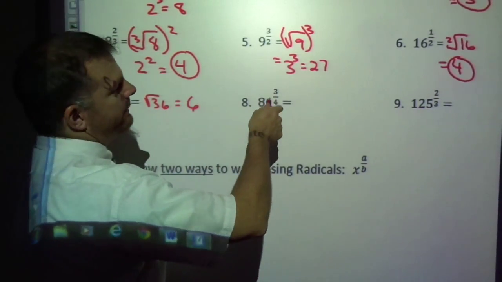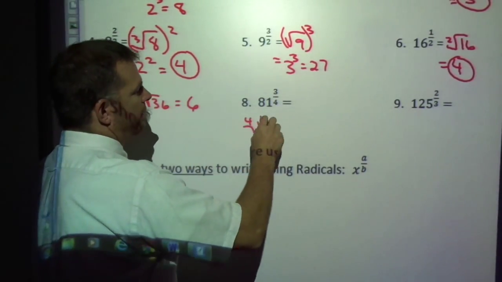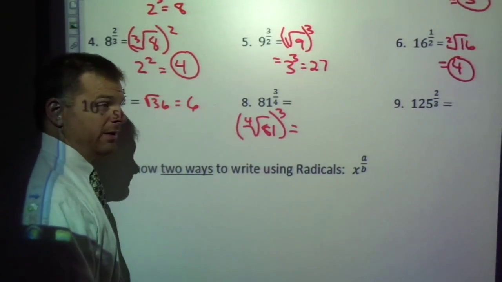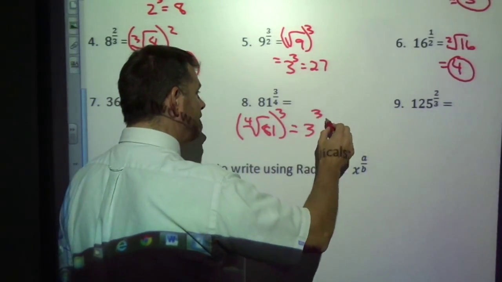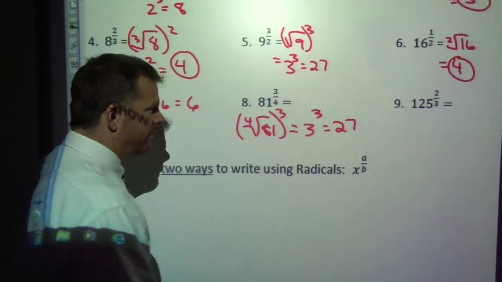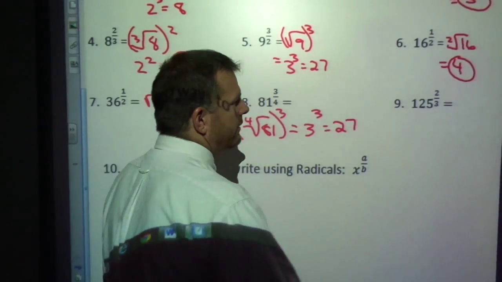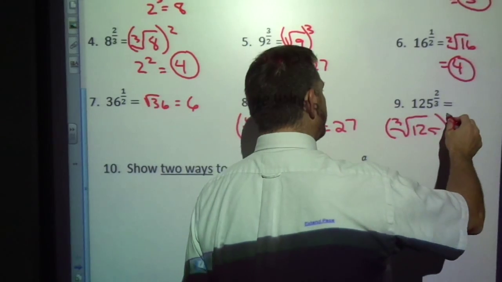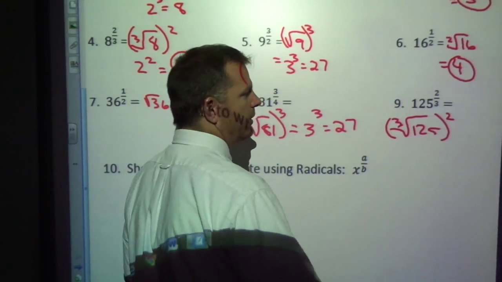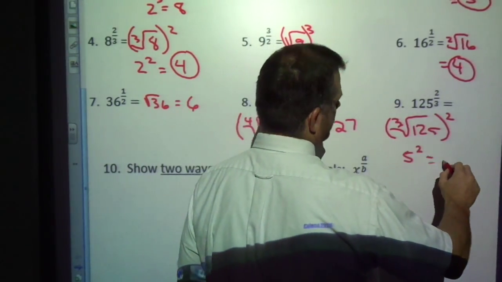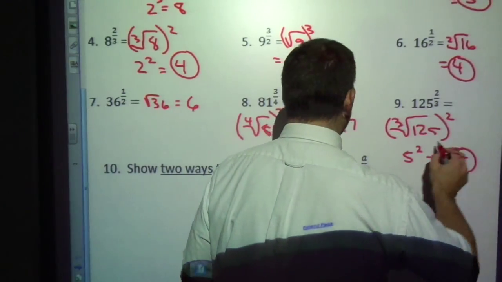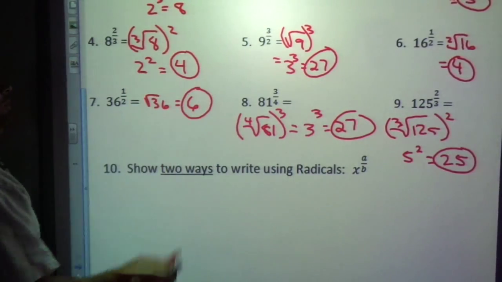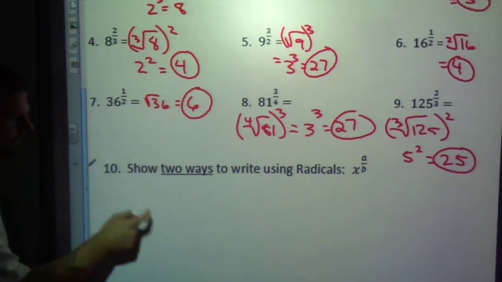81 to the 3/4 power means the fourth root of 81 to the third. Fourth root of 81 is 3, and 3 to the third is 27. 125 to the 2/3 means the cube root of 125 squared. Cube root of 125 is 5, and 5 squared is 25. You should be able to do all of these pretty fast.